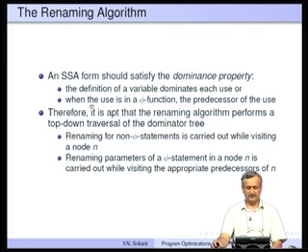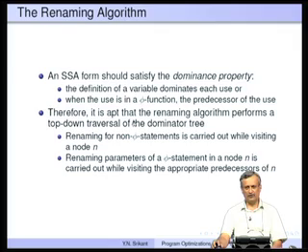Otherwise, if we are looking at a phi function, then the definition of a variable dominates the predecessor of the use. So, this is the way it is. This is called the dominance property. Because of this, it is apt to say that the renaming algorithm performs a top down traversal of the dominator tree. So, how does it do it?